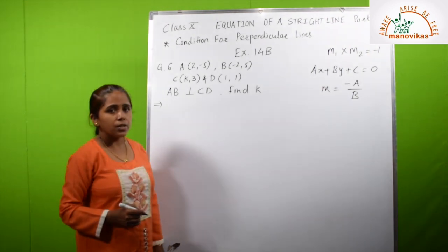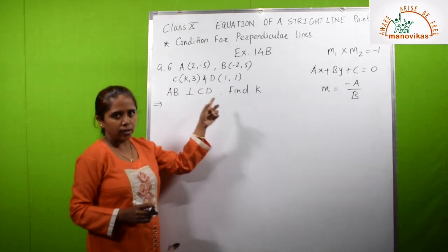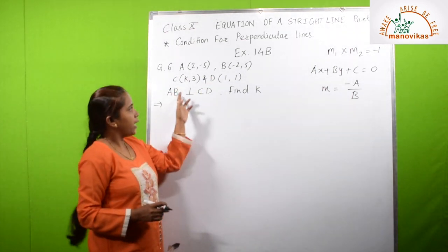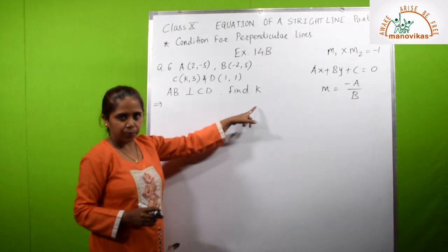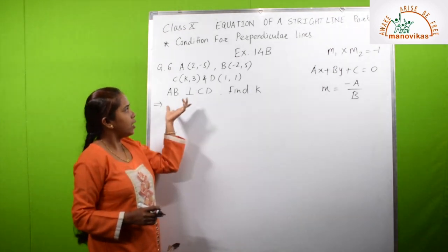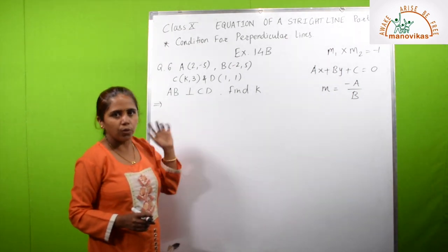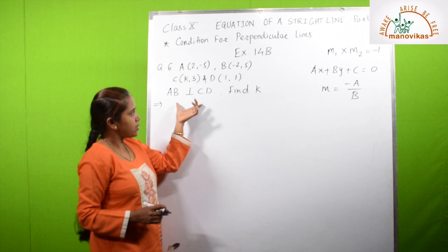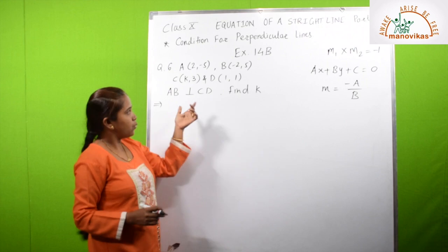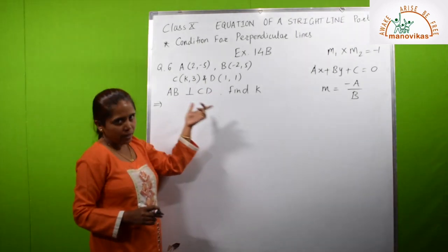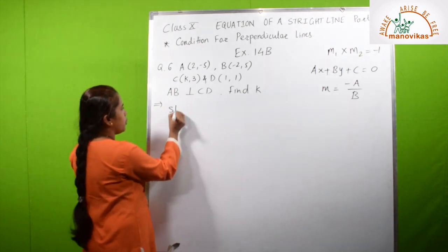Now see question number 6. In this question, 4 points are given, A, B, C and D. And it is also given that AB is perpendicular to CD, and we have to find the unknown value K. Now in this question it is given that the lines are perpendicular to each other. We have to find the unknown value. When the lines are perpendicular, the product of their slopes is minus 1. So first we have to find the slope of AB and slope of CD. Then we can use that condition. Now what will be the slope of AB?